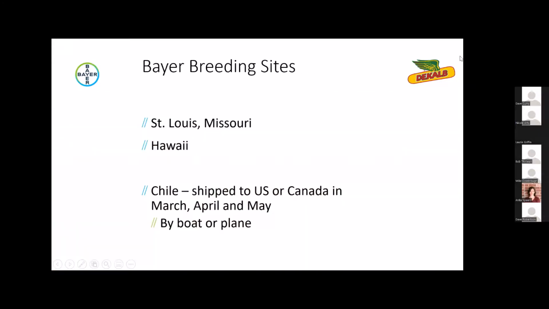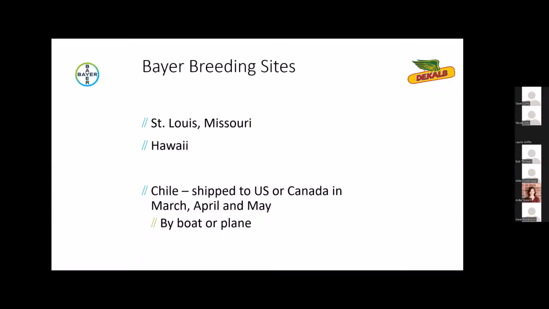As far as the Bayer breeding sites, the major breeding sites we have are in St. Louis, Missouri. We have a breeding site in Hawaii, and there's also a lot of work being done in Chile, where we can send seed either for breeding purposes or for increased seed production, commercial seed production, that can be shipped back to Canada for the same planting season. So we would send seed down in the fall, in October or November, and then we could get that seed back in time for planting season the next spring.